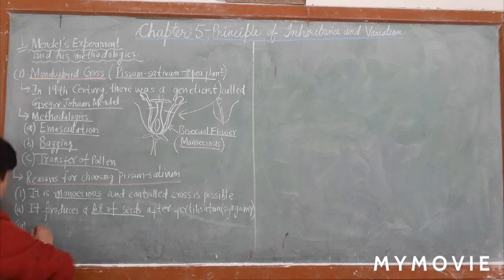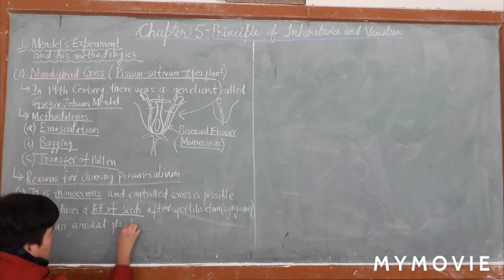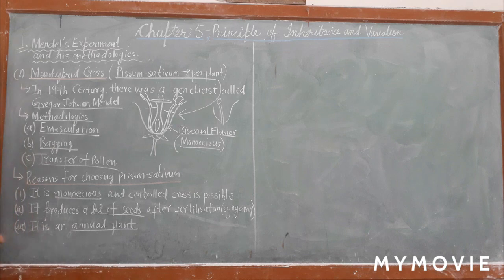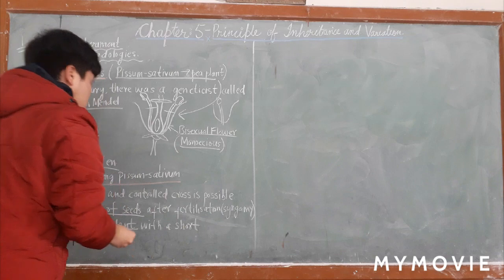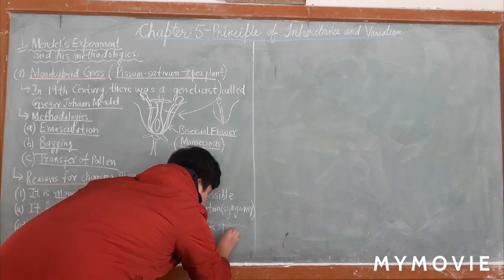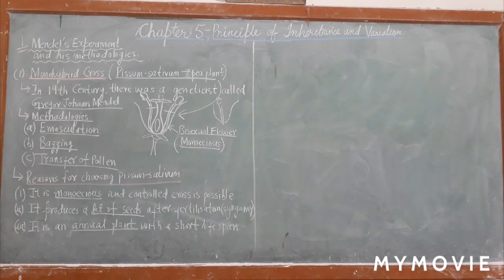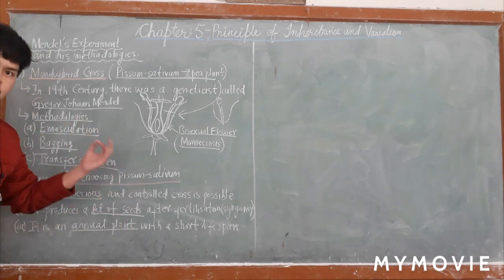Now it is an annual plant. This point is very important. It is an annual plant with a short lifespan. Okay, annual plant, it has a short lifespan. Now, short lifespan, the result: experiments will be conducted and results will be shown quickly.